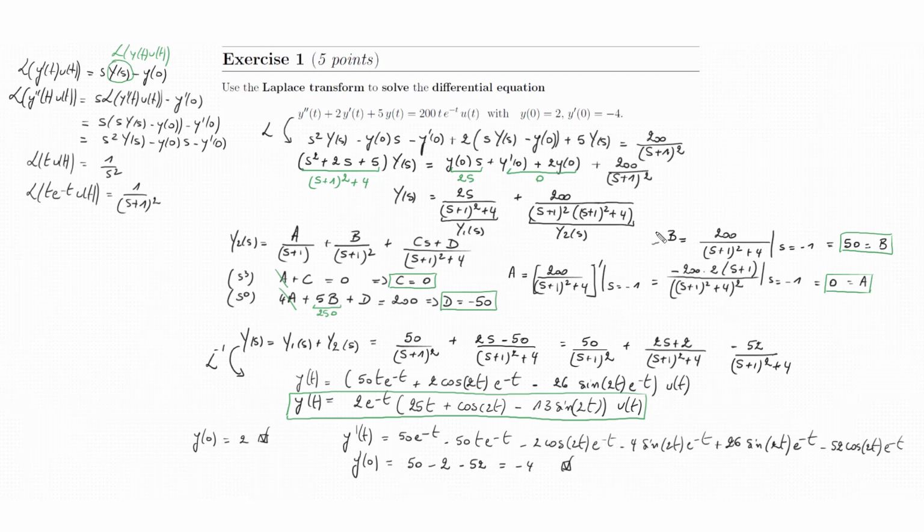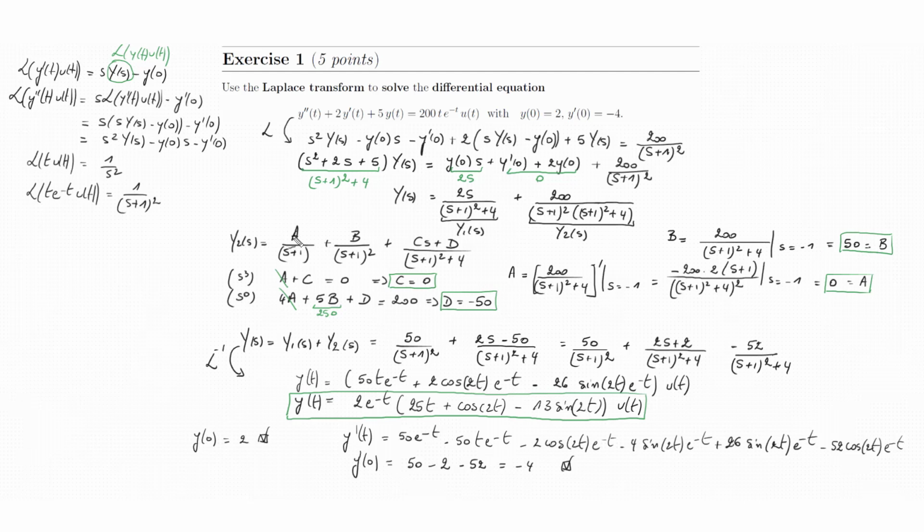B is the easiest one. You take this one over here, you multiply by s plus 1 squared, so this one disappears, as you can see over here, and you evaluate in s is equal to minus 1. If you do this, you obtain B is equal to 50.